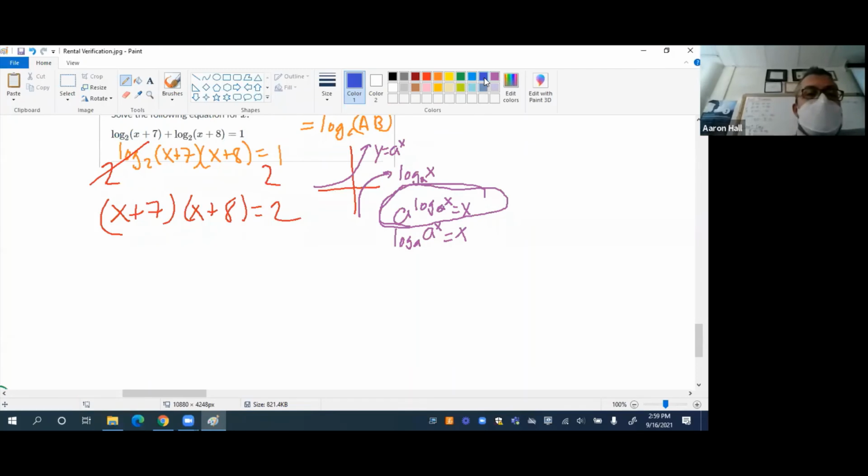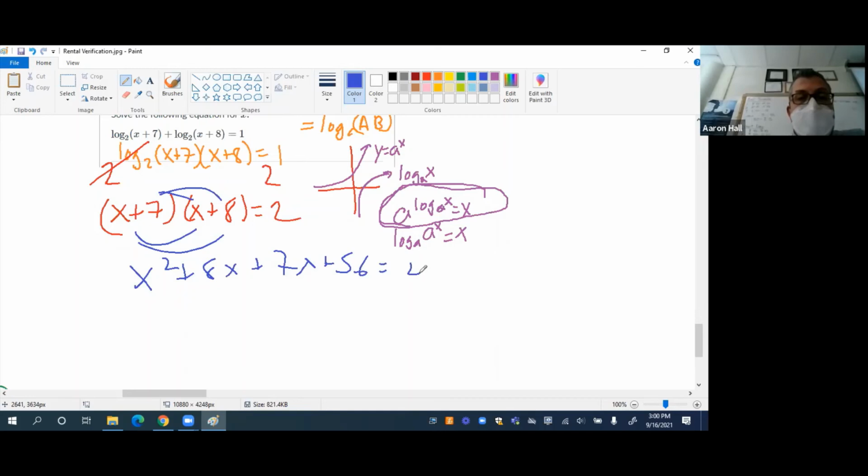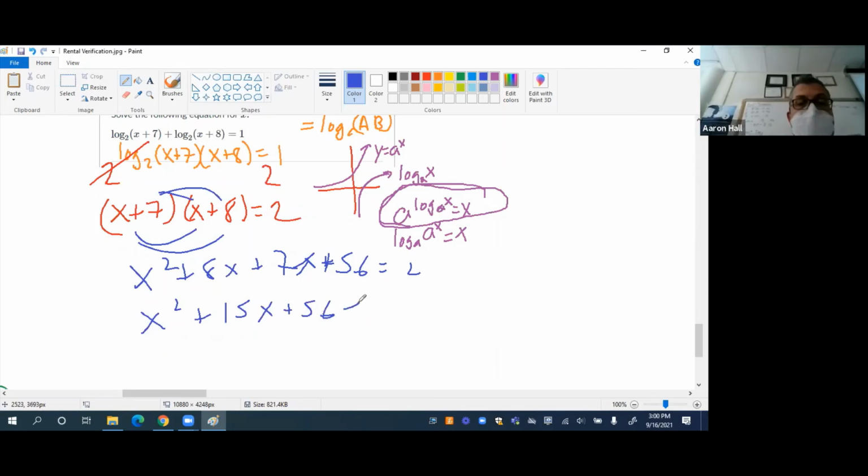Otherwise we have to think of what are my x's so that we get 2 over here. It's so much easier to say, what are my x's so I get 0 over here because the other side's 0. That's so much easier. So let's do that. Let's distribute. It gives me x squared plus 8x, plus 7x plus 56 equals 2. And then it gives us x squared plus 15x plus 56 minus 2 equals 0.